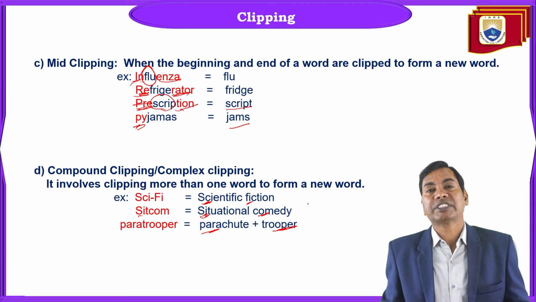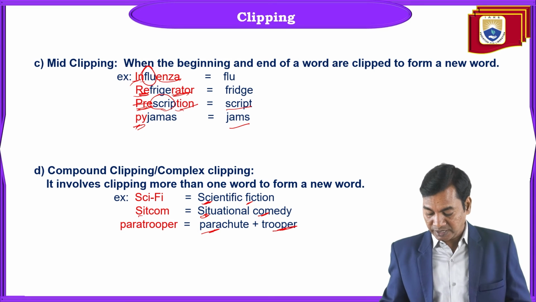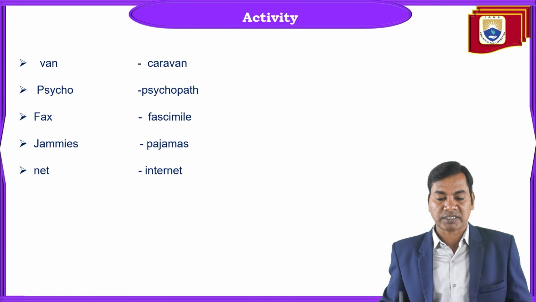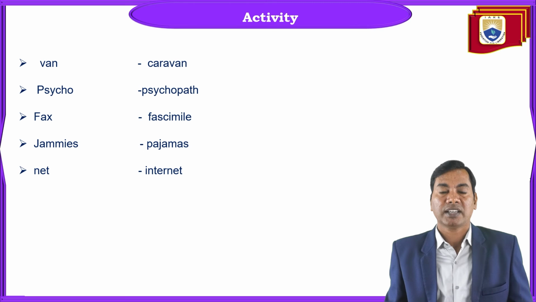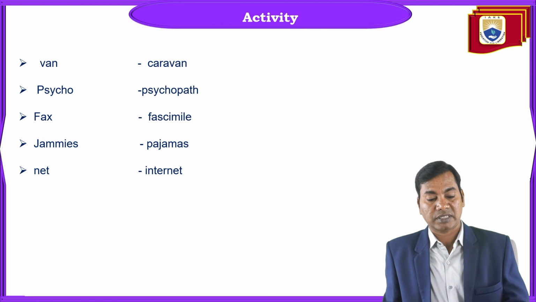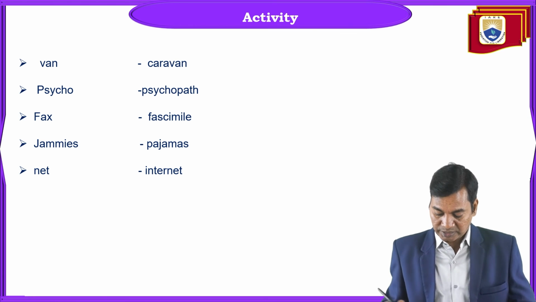So we have seen the meaning of clipping and different types of clipping. Now, if you look at these words, you can tell me how these words are formed, right? Van has come from caravan, psycho from psychopath, fax from facsimile, jammies from pajamas, net from internet. These are all examples of different clipping.